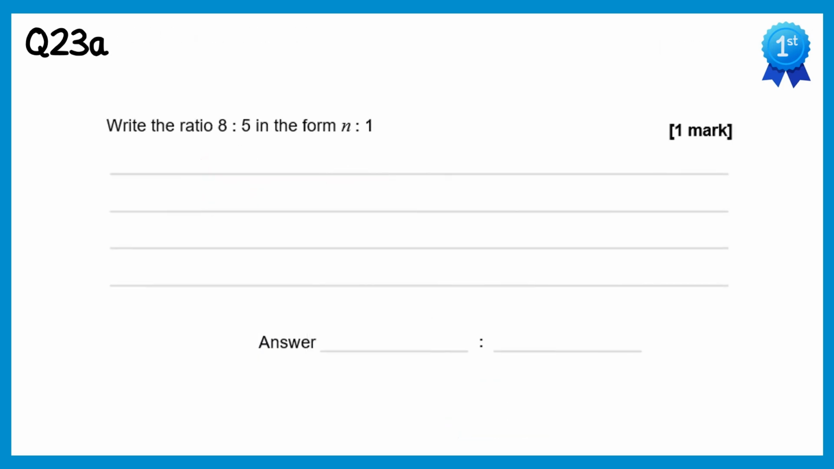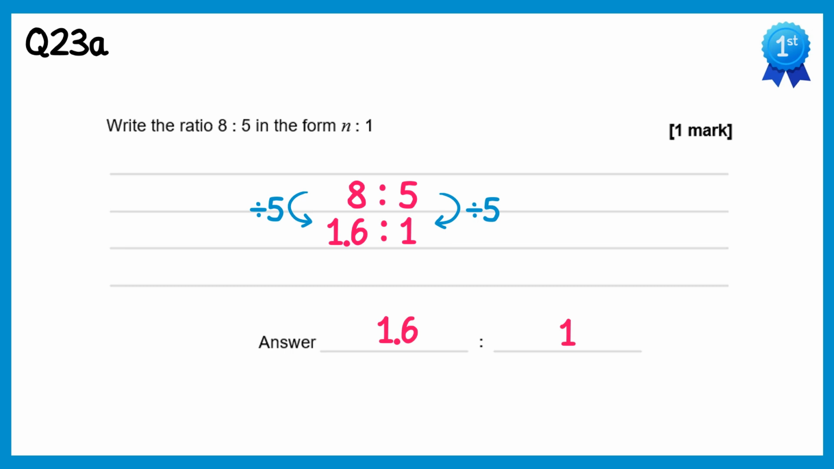For this question, we need to write the ratio 8 to 5 in the form n to 1. So start with the ratio 8 to 5, and we need to write this in the form n, which we're going to work out, to 1. On the right hand side of these ratios, to get from 5 to 1 you divide by 5. So we divide by 5 on the left hand side as well. 8 divided by 5 gives you 1.6. So the answer is 1.6 to 1.